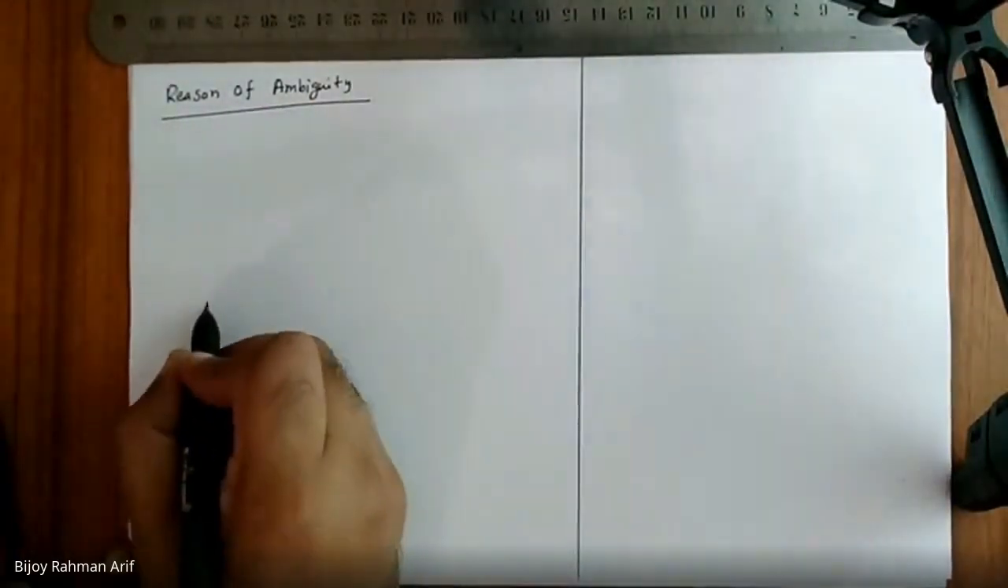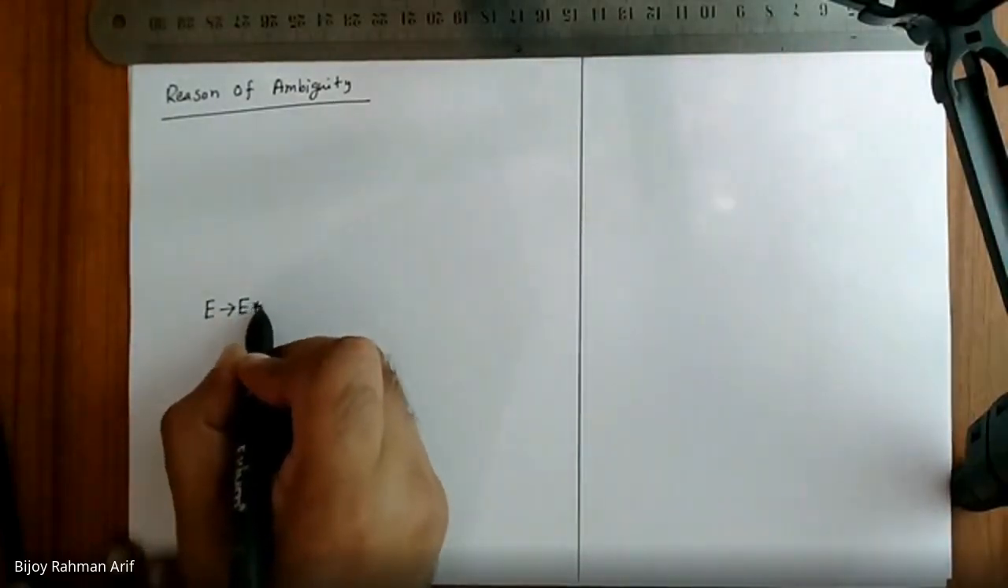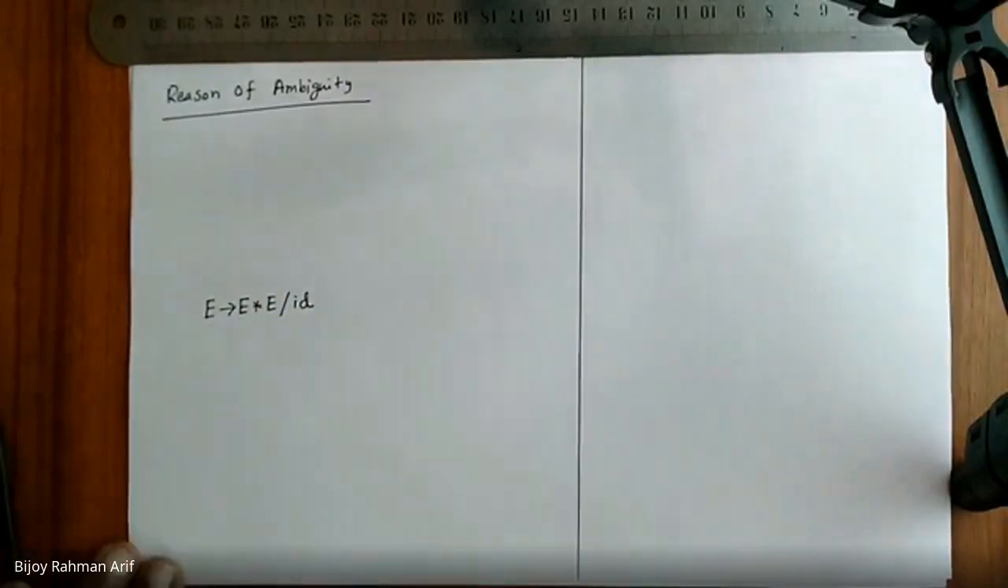Let's take this grammar. E derives E star E or ID. Is this grammar ambiguous or not? Simple grammar. E derives E star E or ID. We are doing only the star operation. Is this grammar ambiguous or not?